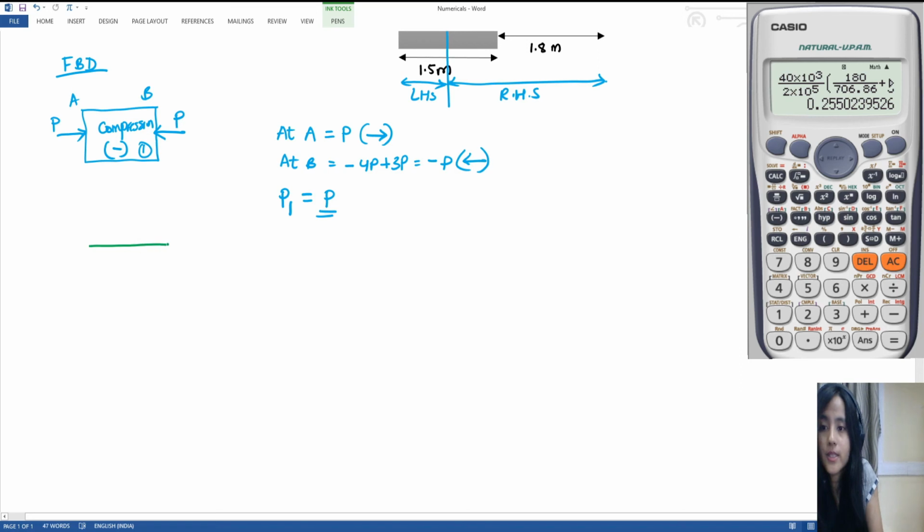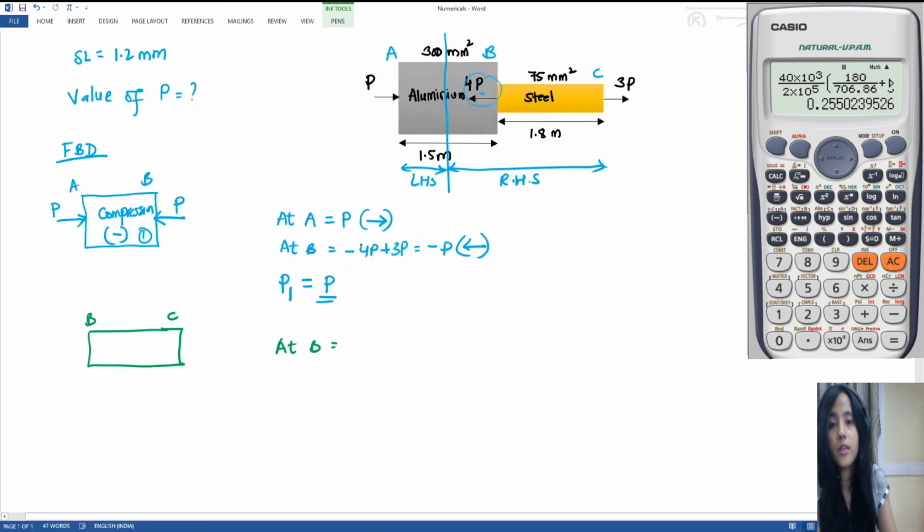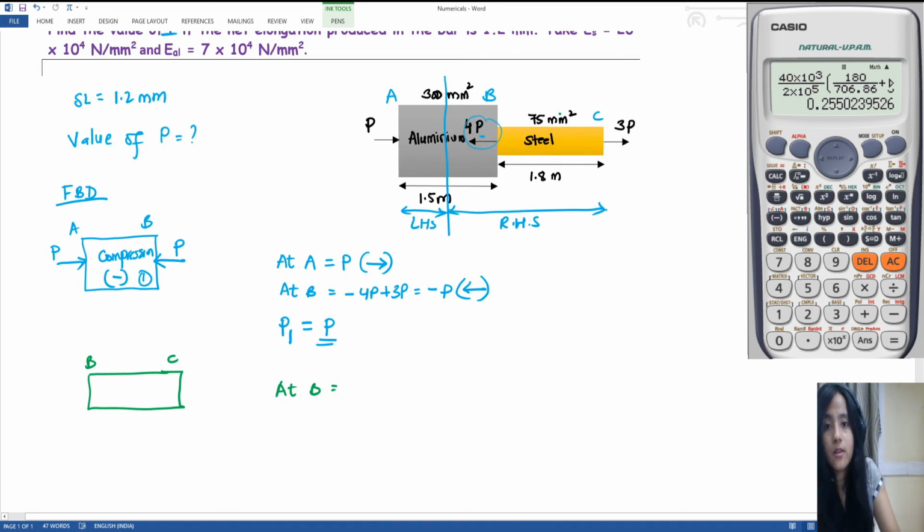So for BC, B and C, at B. Now I need to consider this much, right? So whatever forces are from here to here, it is my left hand side. And from here to here, it is my right hand side of BC, right?